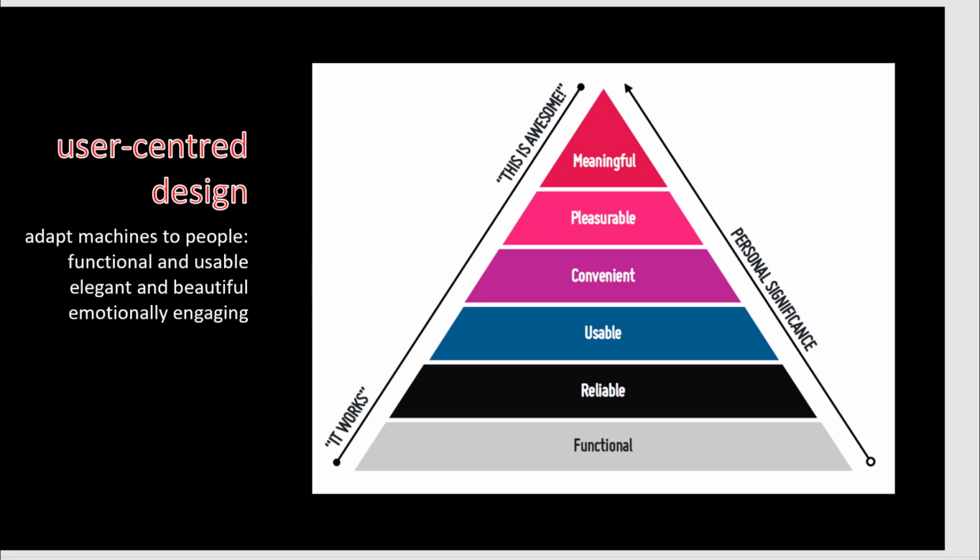In this triangle, let's think of an example of the iPhone. So for most people, the iPhone has high personal significance. It works well. We generally think this is awesome. It's quite meaningful for us. It gives us pleasure, it's convenient, usable, reliable generally, and definitely functional. So, in adapting machines to people, we think about how are they functional, usable, elegant, beautiful, and emotionally engaging.